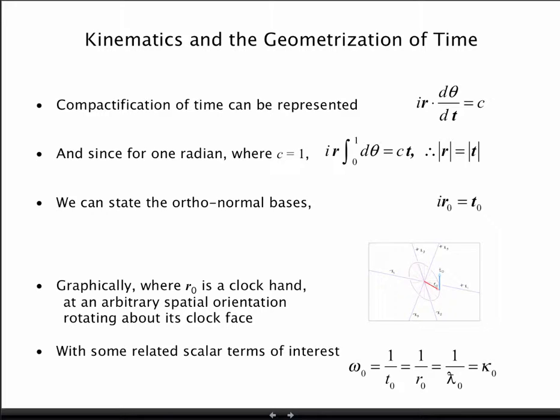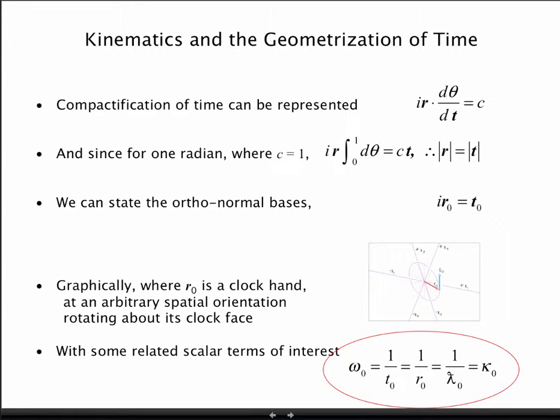We start with some observations on kinematics and the geometrization of time. We can represent time as a compact dimension with this familiar form. For a given 3-vector r and 1 radian of motion, we have this scalar equivalence of space and time. From this, we construct a set of orthonormal bases. This can be shown graphically with r0 as a clock hand and t0 as the instant unit direction of time at an arbitrary spatial orientation from any point in 3 space.